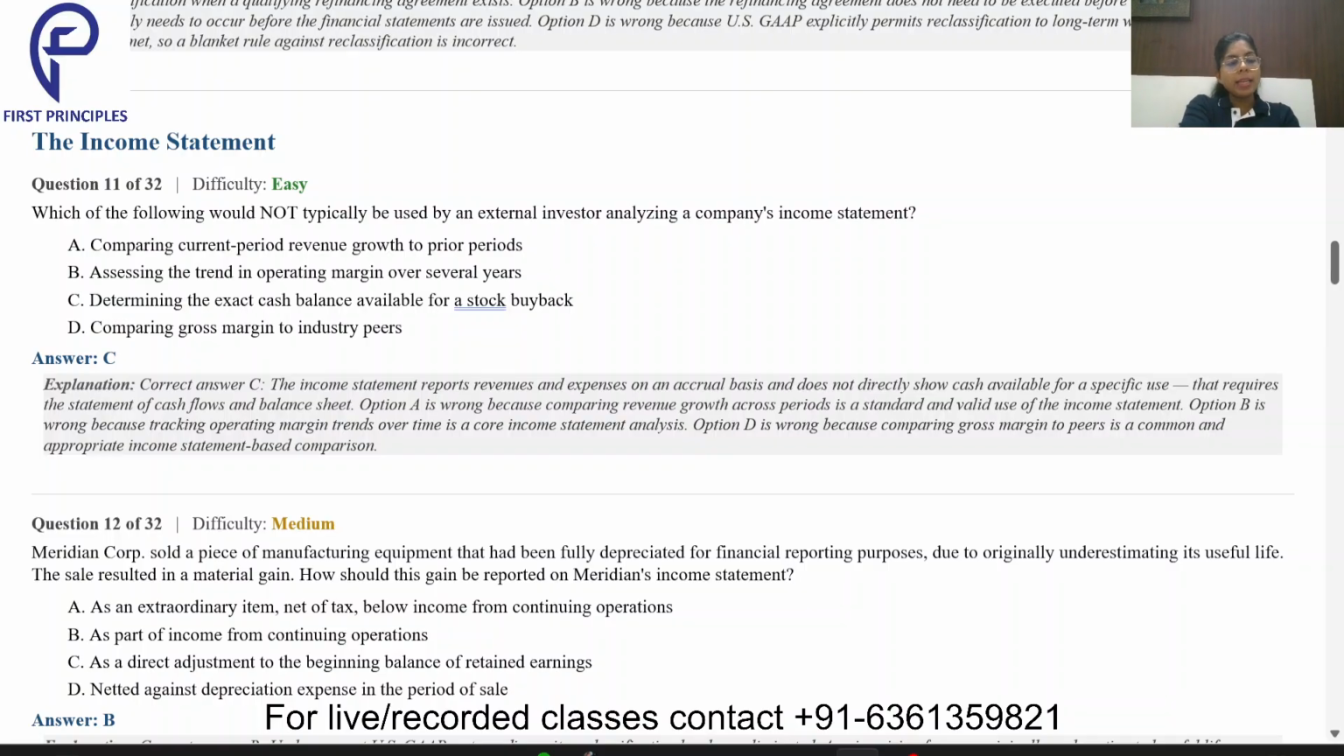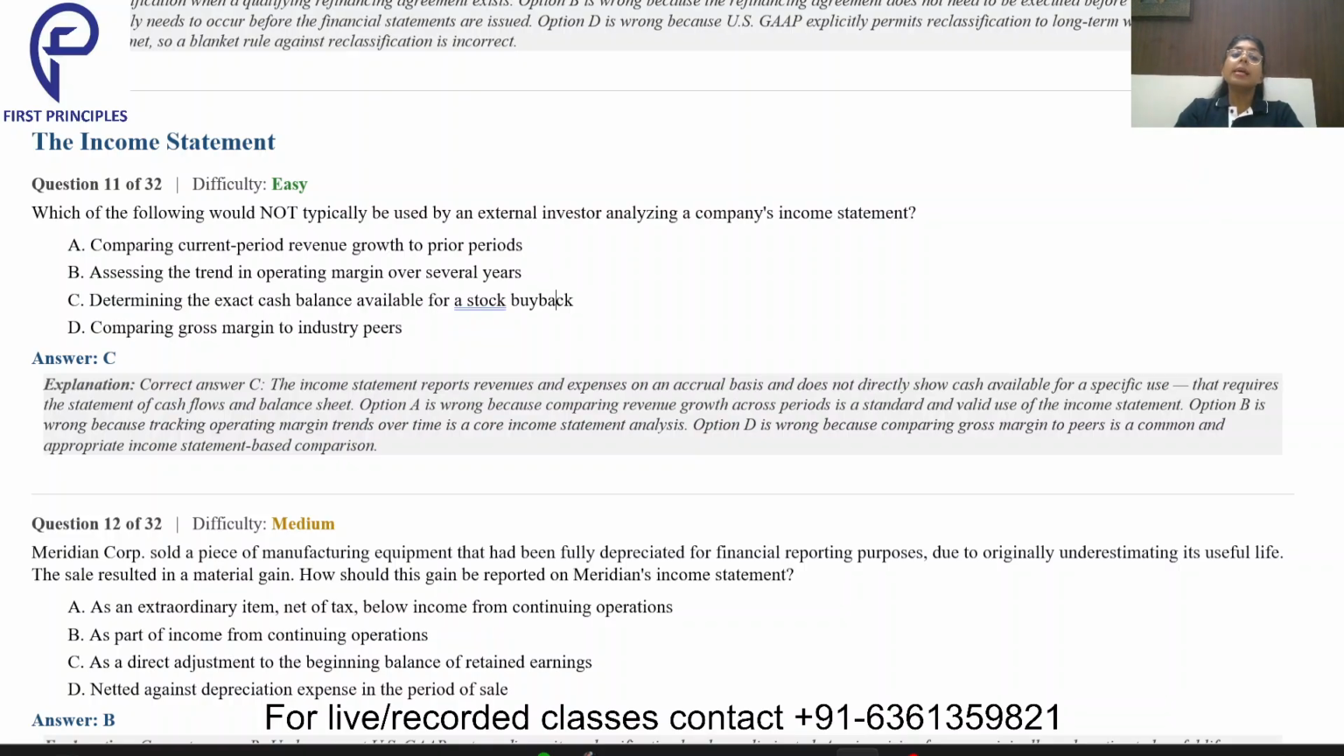Option A, comparing current period revenue growth to prior periods. Is this correct? Yes, because as an investor I would like to know how that particular business in which I am planning to invest is doing, whether it's doing good or not. Then assessing the trend in the operating margin over several years. That means I would like to analyze the operating profit of that particular business. So again, option B is not the correct answer.